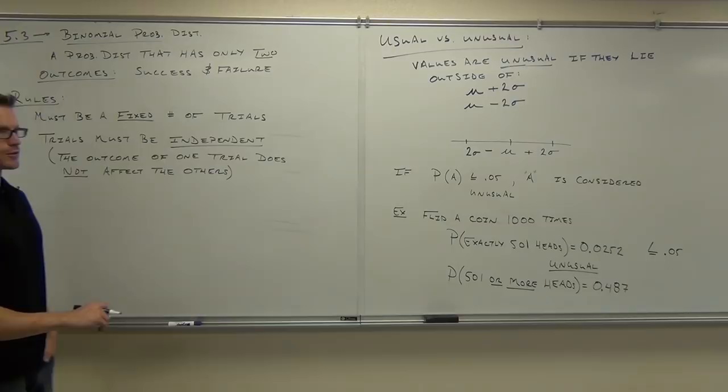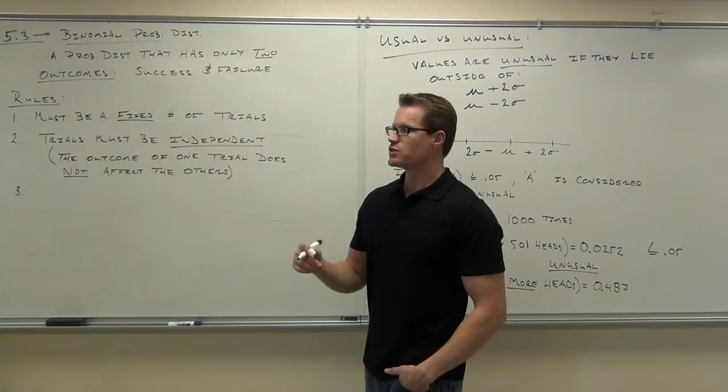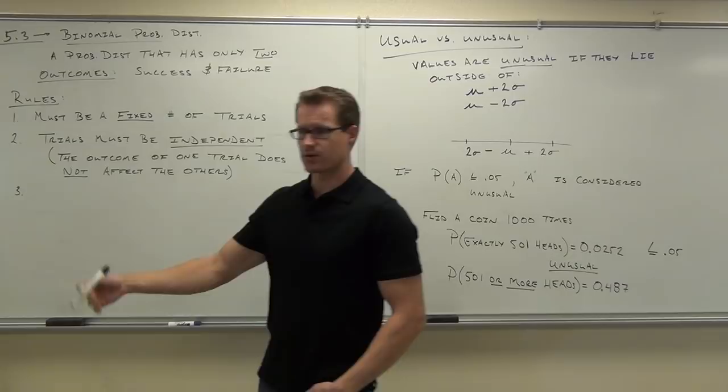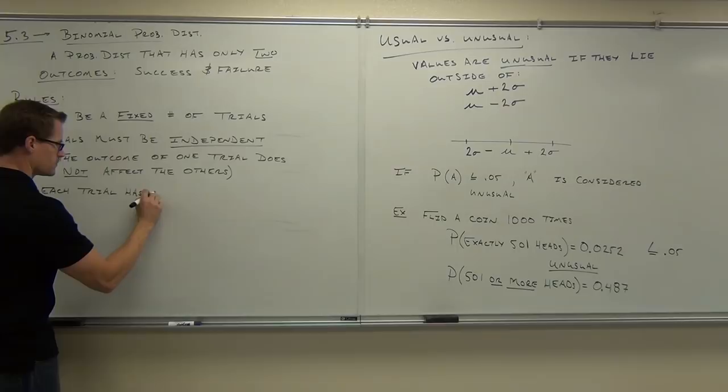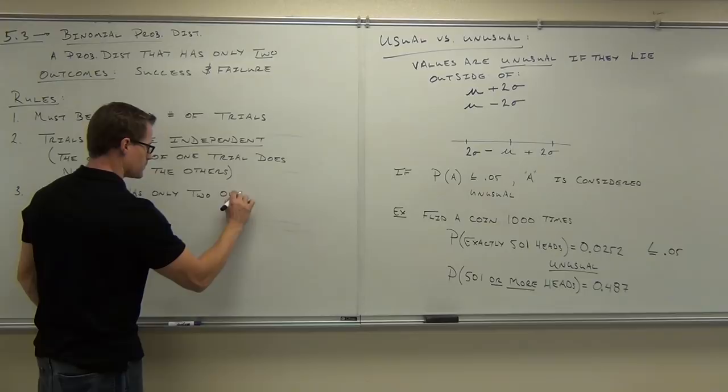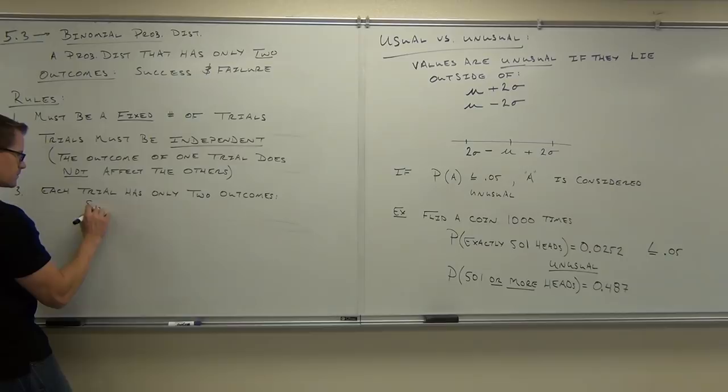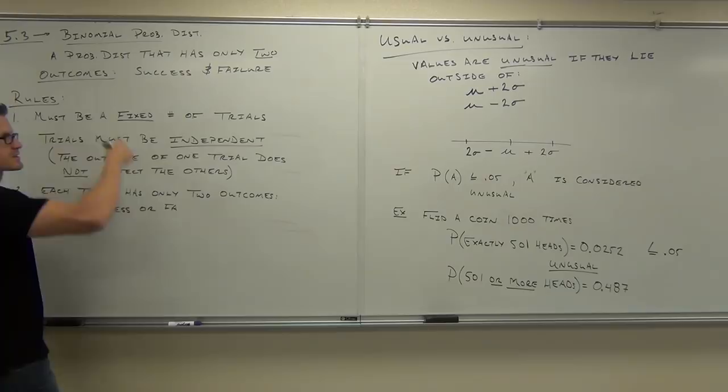Third, this is where we get the binomial part. We just spoke about this. Each trial has to have only two outcomes, either a success or a failure, or what you qualify a success and what you categorize a failure. So each trial has only two outcomes. That's got to naturally be there. That's how we started this whole thing out.